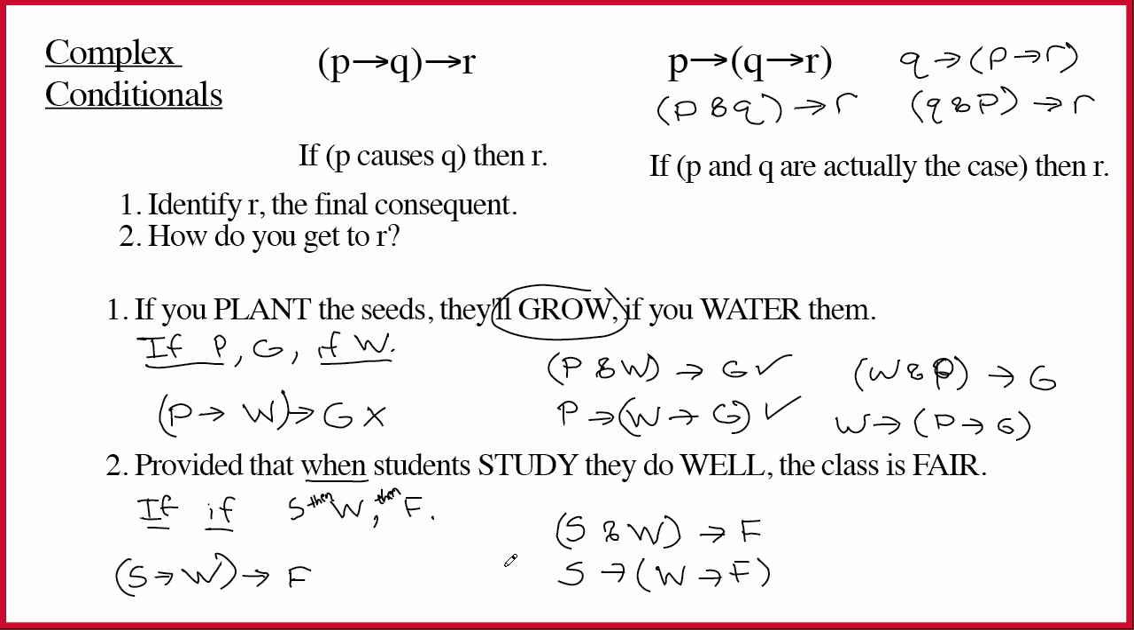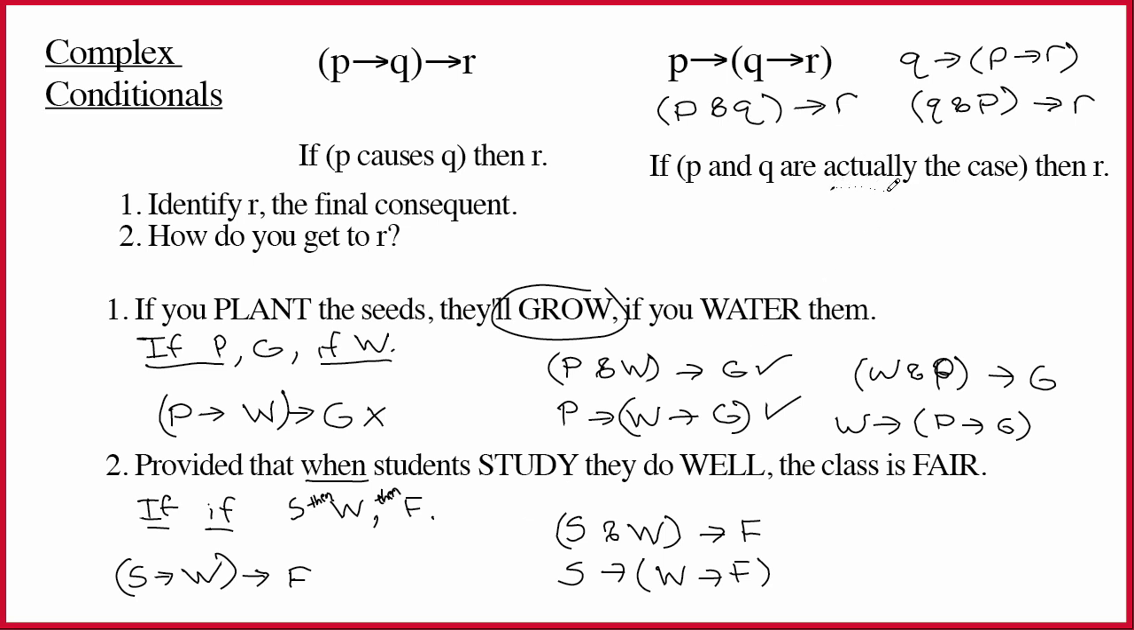Now here's another bit of bad news. Notice that sounded perfectly reasonable as well. If students study and they do well, then the class is fair. If students studying causes them to do well, then the class is fair. In conversation, we oftentimes wouldn't notice a difference between these two formulas and the two sentences that I just stated.